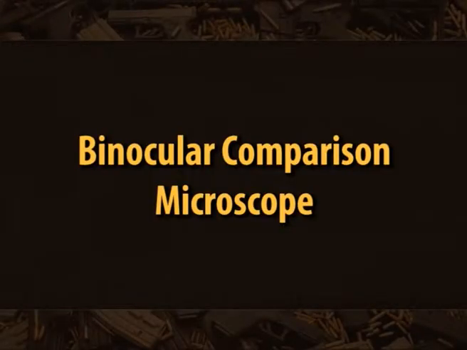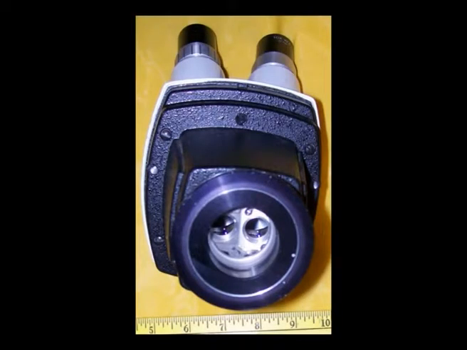Second is the binocular comparison microscope. The next major improvement was the introduction of the binocular eyepieces. It may, however, be noted that this does not give stereoscopic images, as each stage still only had a single objective lens. It merely made operational use of the instrument much more comfortable.